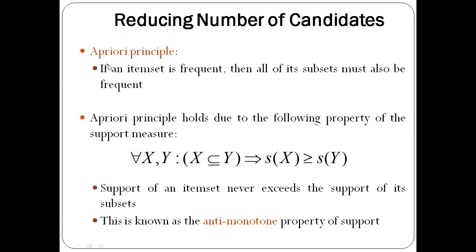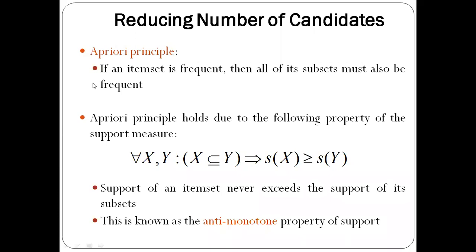The apriori principle states that if an item set is frequent, then all the subsets of that item set will also be frequent. If you have any item set, a set of items, and it is frequent, then all the subsets of that item set will also be frequent. That is the apriori principle. I will give you the example, you'll understand it. Just try to understand the definition here. If an item set is frequent, then all the subsets of that item set will also be frequent. If an item set is not frequent, then all the supersets of that item set will also not be frequent. That is the apriori principle.